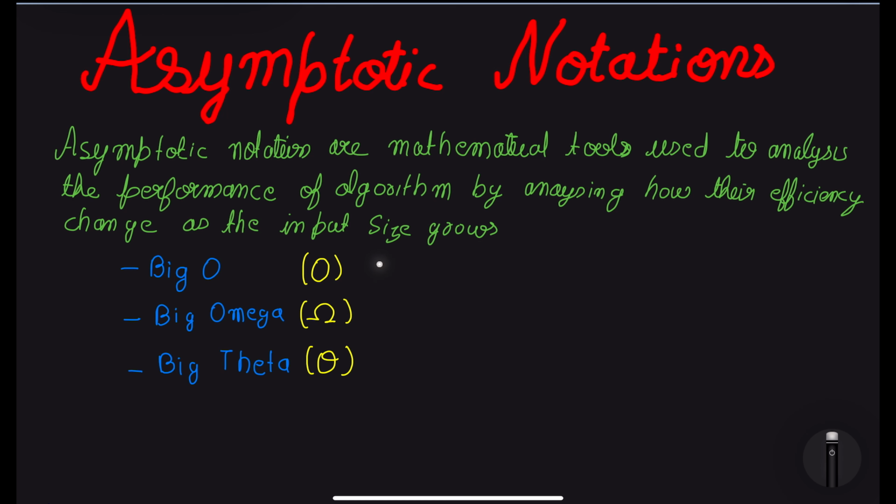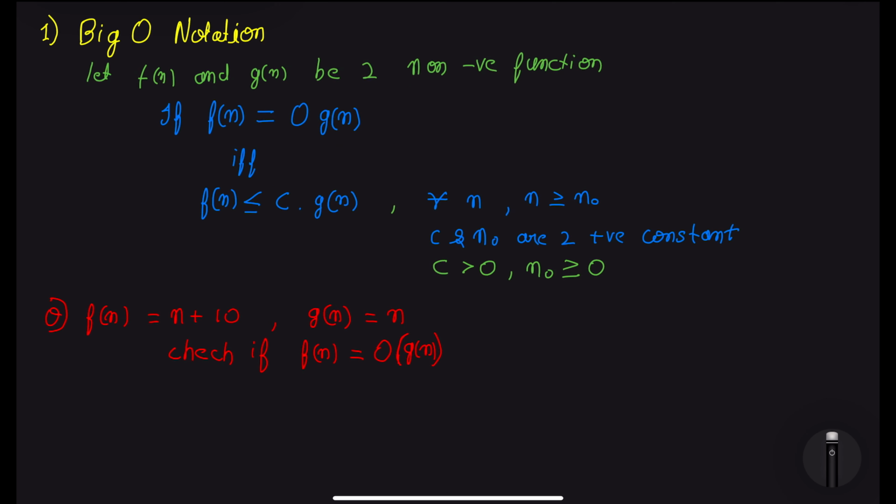So we will look at all three notations in detail. Let's see all three notations one by one. So first is big O notation.